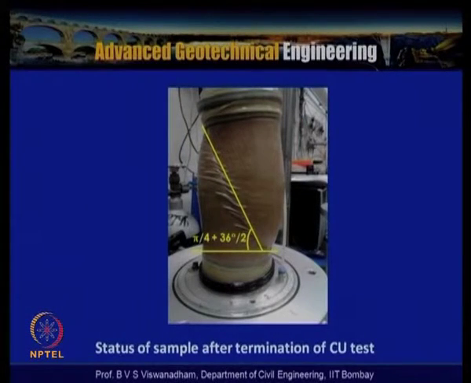In this particular slide, we are seeing the status of a very dense sand sample after termination of the consolidated undrained triaxial test. You can see the sample bulging as well as the shearing which has taken place, with the failure plane inclination of 45 plus 36 by 2, about 63 degrees. The dense sand sample exhibits a distinct failure plane, and when you have loose sand and normally consolidated soils, predominantly bulging takes place.